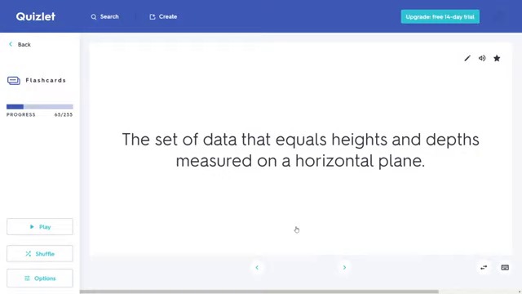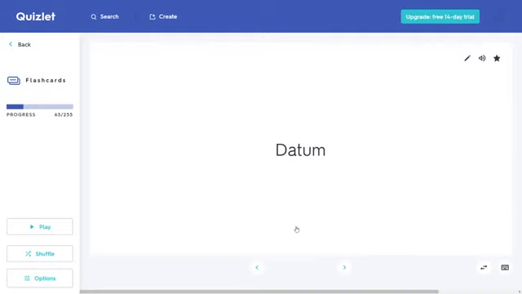That's right, surveying. So basically, it's the set of data, or data, however you pronounce it, that equals heights and depths measured on a horizontal plane. So this is used in surveying, because that's basically what they're doing. They're looking at the heights and depths of properties and things like that, and they're using it to measure exactly where things are. So it comes up more in surveying, but for a lot of states, surveying does show up on the exam. So you have to be somewhat familiar with the terms. I mean, it's not a huge portion of the exam, but it does show up. So that's it for that one.